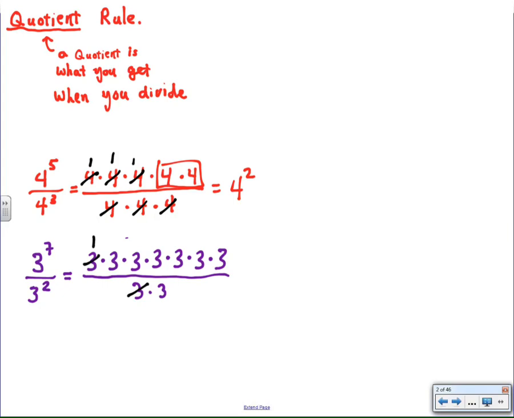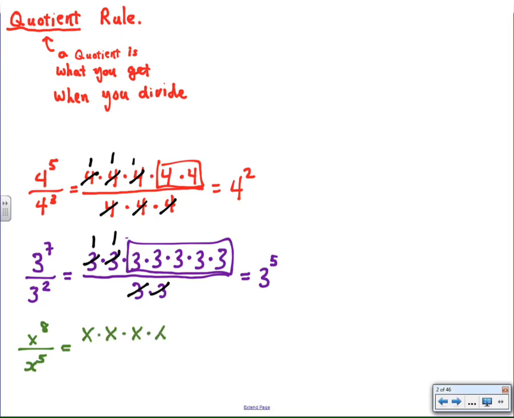3 to the 7th over 3 squared is really just 3 to the 5th, because there are 7 3's on the top, 2 factors of 3's on the bottom. The 2 factors of 3's divide with the 2 factors of 3's to get 1's, leaving us with the remaining 5 3's that haven't been multiplied. So 3 to the 5th, or 243, is the same as taking 3 to the 7th divided by 3 squared.